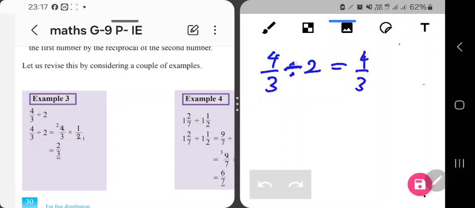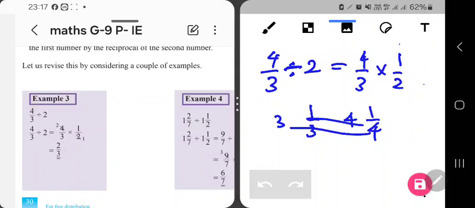So this way, how you do this is 4 over 3. This division you see here, you can convert it to a multiplication, and then you make this upside down, or you find the reciprocal of 2. The reciprocal of 2 is half, right? Reciprocal of 3 is 1 over 3. Reciprocal of 4 is 1 over 4. So reciprocal of 2 is 1 over 2. So I just wrote this for the sake of writing.